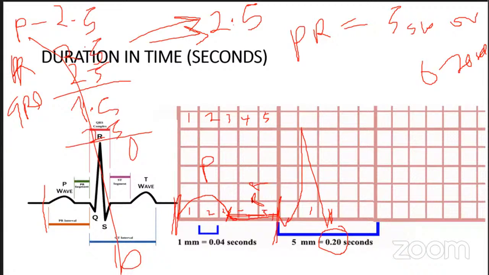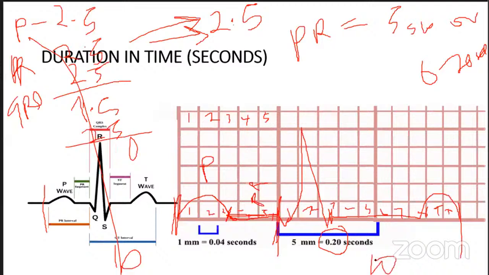So again, I'm going to start from here. Remember, your QT interval starts from the beginning of the Q wave. So I'm going to start from here, and I'm going to count 10 small boxes. So that's 1, 2, 3, 4, 5, 6, 7, 8, 9, 10. So I can start my T wave from here, and I'm going to add it to my QRS complex. So remember, this is my QT interval from here to here, and it should be drawn over what?